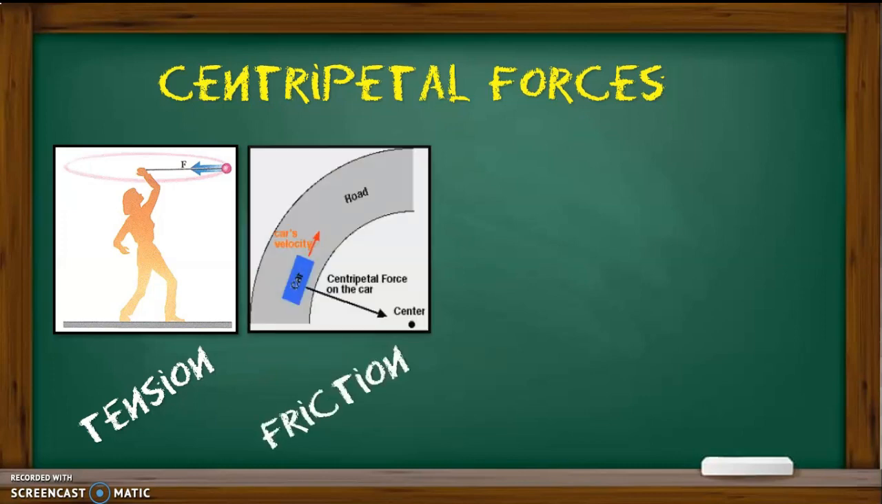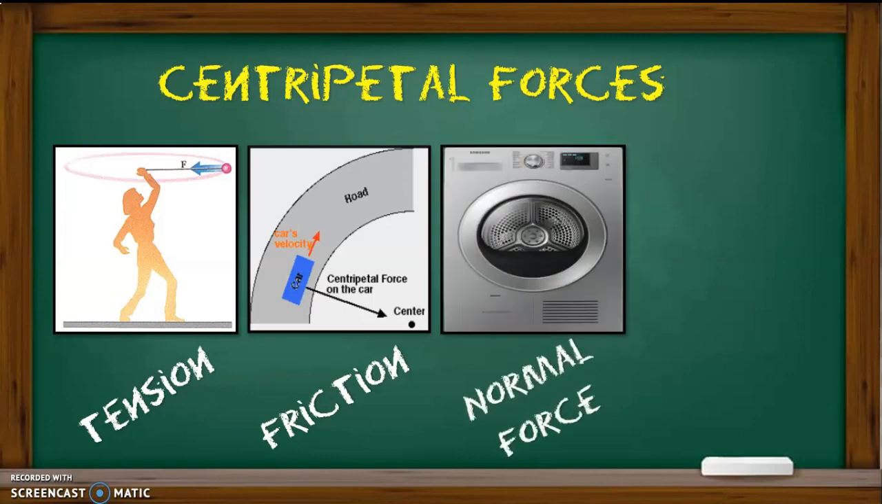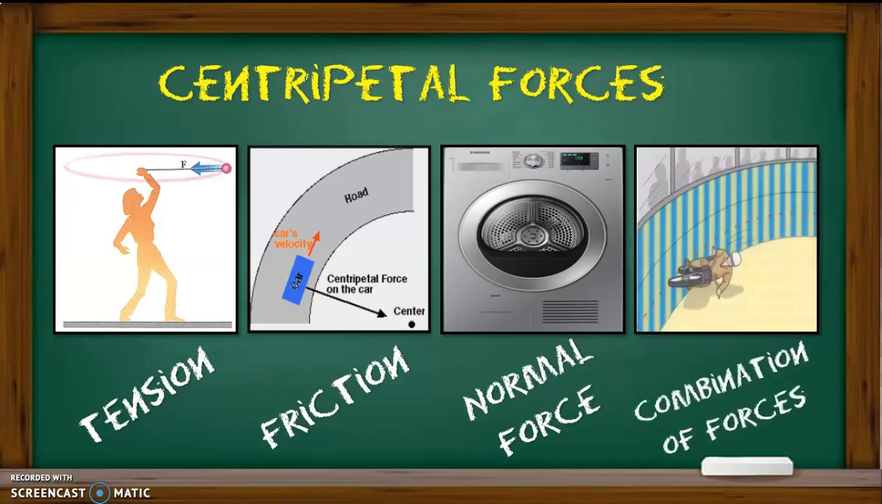Or it can be the force of friction, such as when a car goes around a curve on a level road. It can also be a normal force. For example, the walls of a clothes dryer supply a normal force that keeps the clothes moving in a circle, while the holes in those walls allow water to spin out of the fabric. Or, as in the case of a motorcycle rider, the centripetal force can be a combination of forces, such as the normal force from the wall and the force of friction.